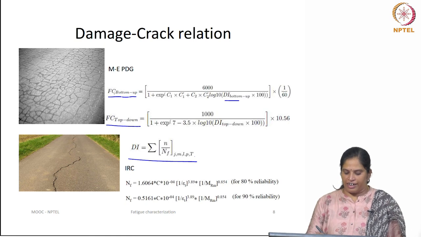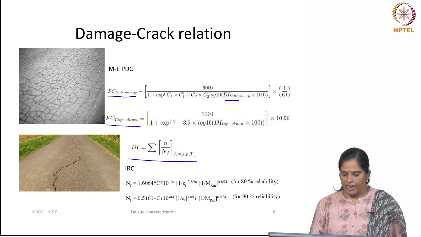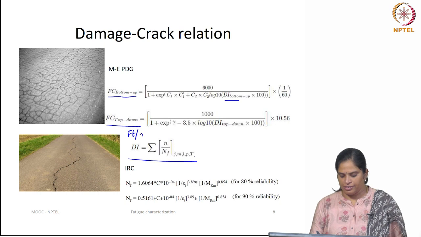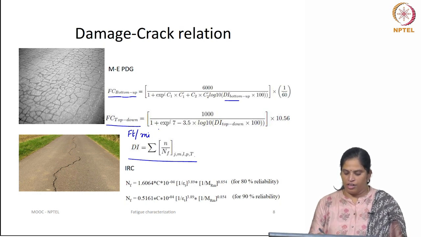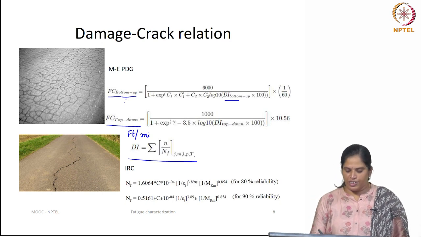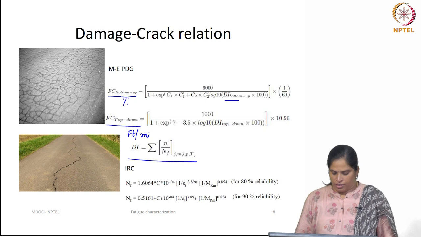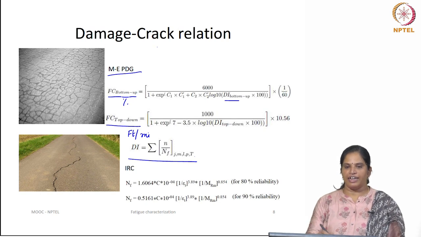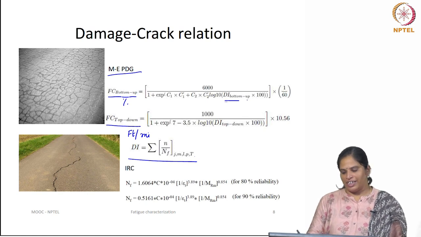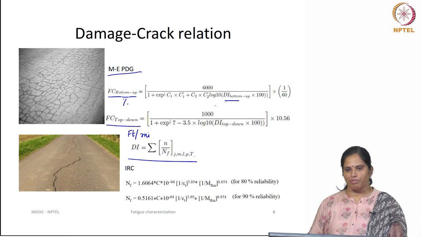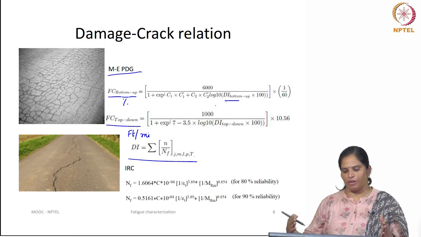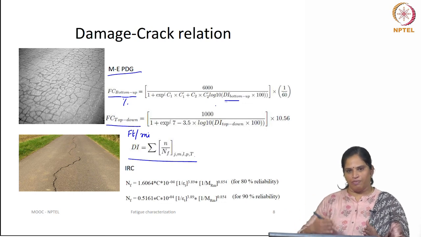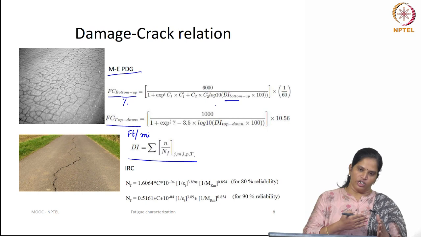So, top down cracking is expressed in length, or otherwise feet per mile, and bottom up cracking is expressed as the percentage of area cracked. So, this is what MEPDG suggests in relating a crack and the damage of the pavement. Full 100% damage does not occur at the initial stage of life. It is a cumulative damage that occurs over a period of time, and this cumulative damage at any given instant of time is used to predict the extent of cracking in the pavement.